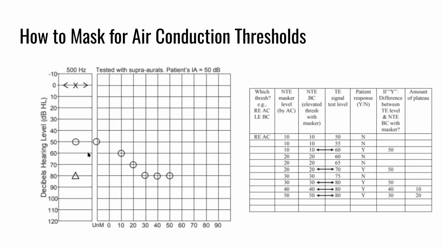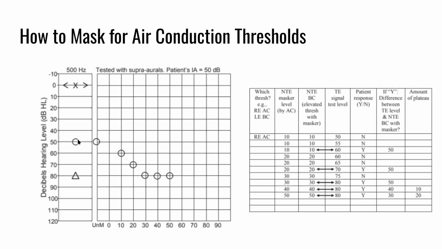Here's an example of a diagram of how we might use a masking profile. In this example, we have the left ear unmasked threshold at 0 dB. We have unmasked left and right bone conduction thresholds at 0 dB. We have an unmasked right ear air conduction threshold at 50 dB.